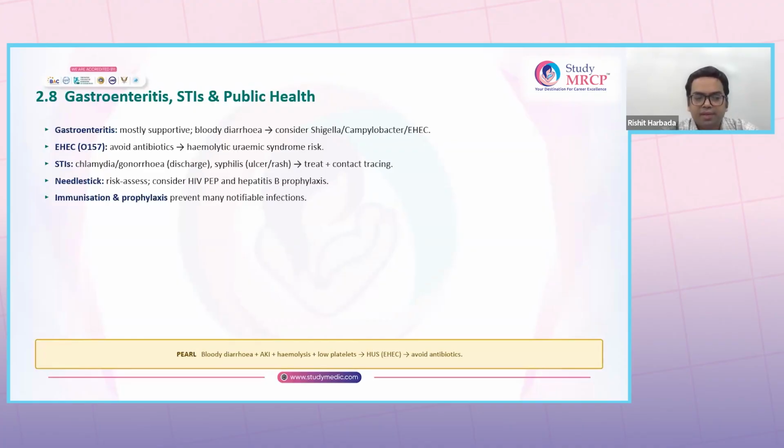Gonorrhea is also very, very common, and it is again going to be present with uterine or urethral discharge, and you treat them with ceftriaxone as per the local protocols. Syphilis is usually a painless chancre, which is the primary ulcer in primary syphilis.